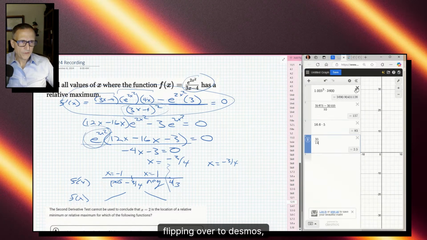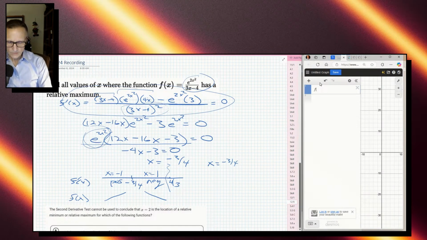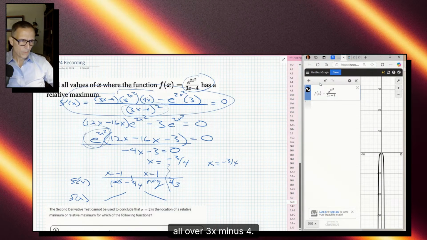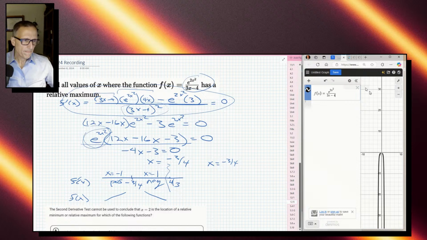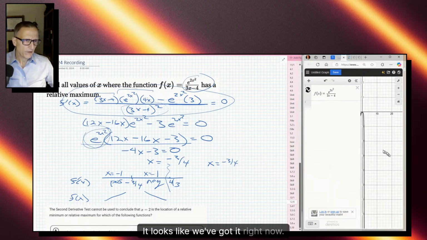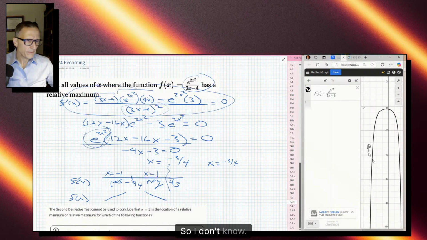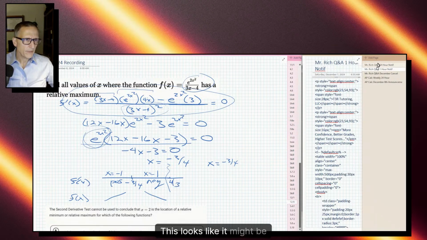Now flipping over to Desmos, I want to graph this, and let's just see if this makes graphical sense. So we will graph the original function, e to the 2x squared all over 3x minus 4. And did we get that right? It looks like we've got it right. No. So something strange. So I don't know. Yeah, maybe this looks like it might be correct.